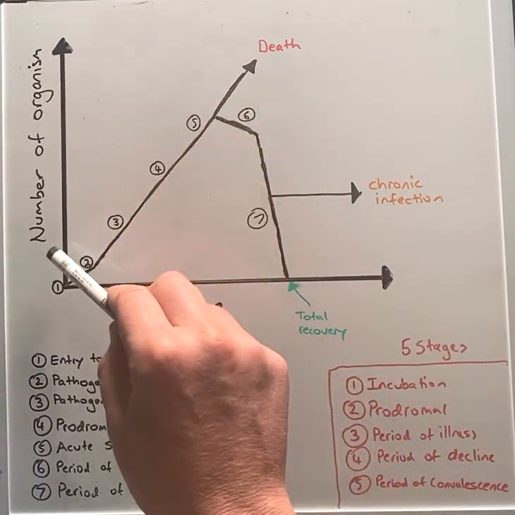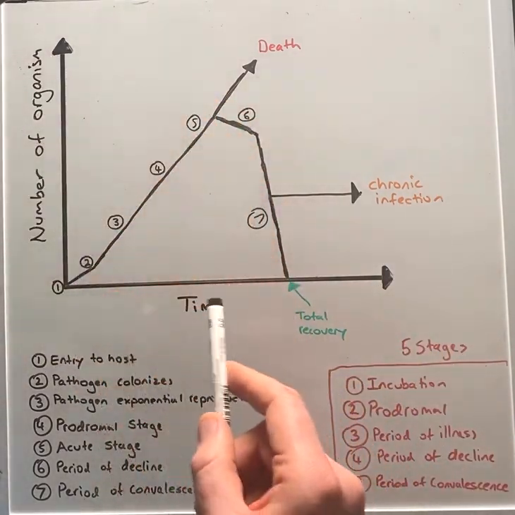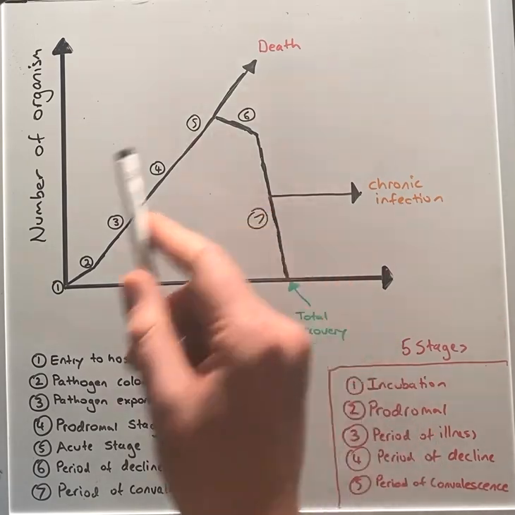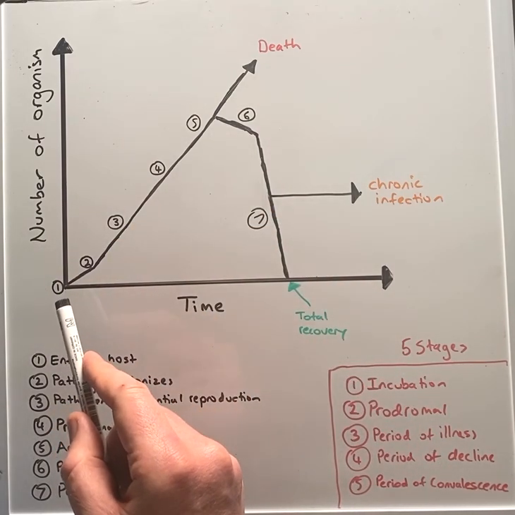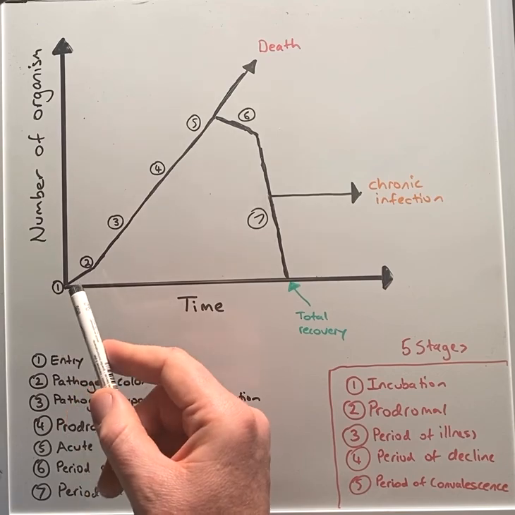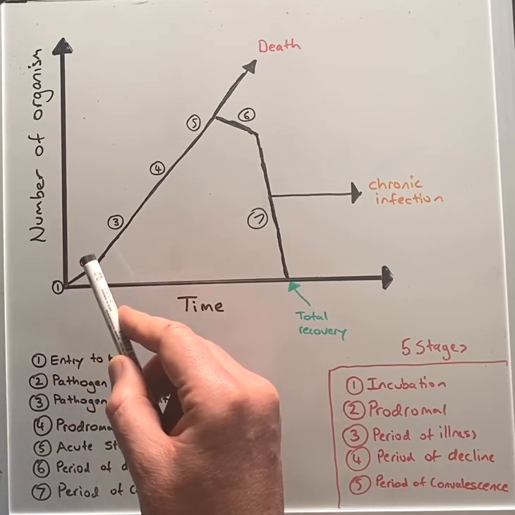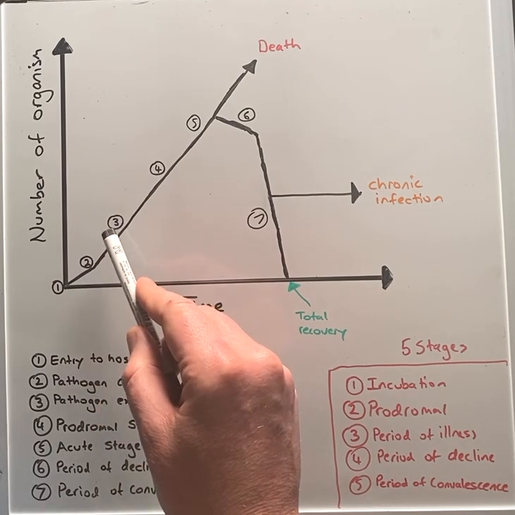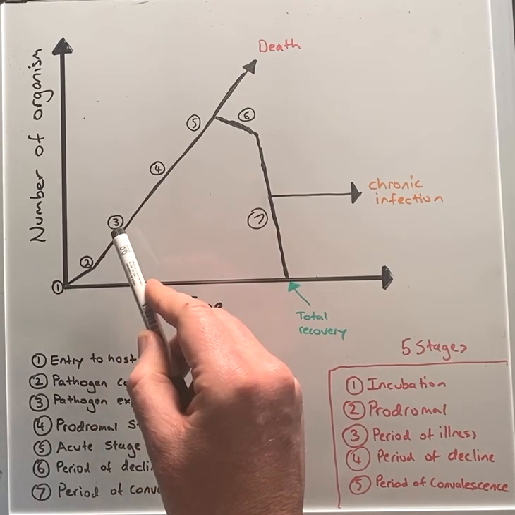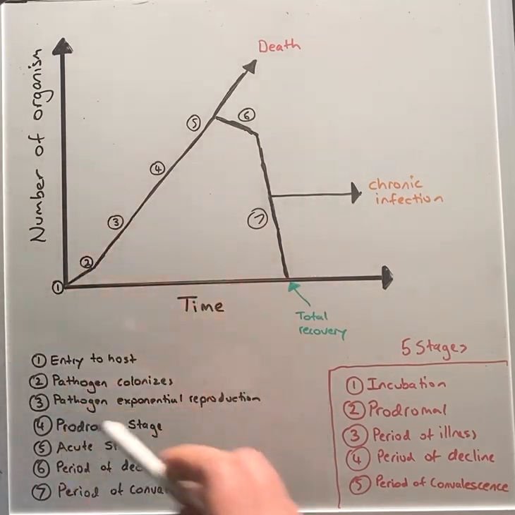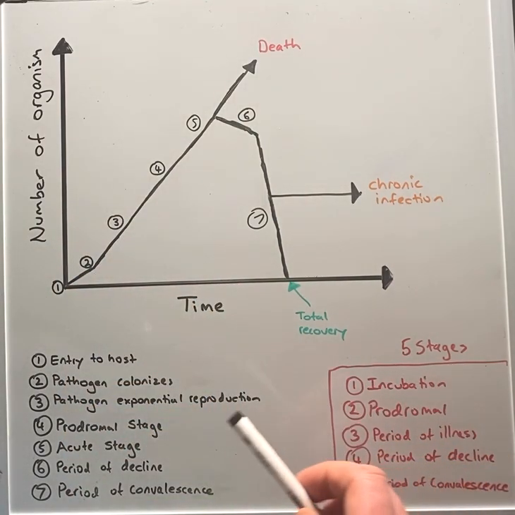On the y-axis is the number of microorganisms within the host, and on the x-axis is time. Starting with step 1, the microorganism must first gain entry into the body. Step 2, the microorganism must find a hospitable place in the body to start a colony. Step 3, the microorganism can start reproducing. These 3 steps are known as the incubation phase.